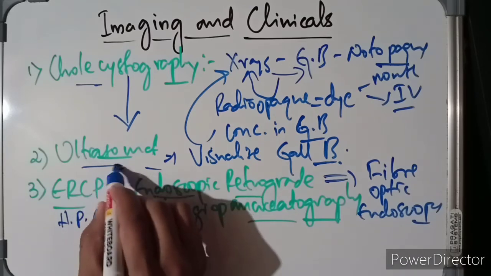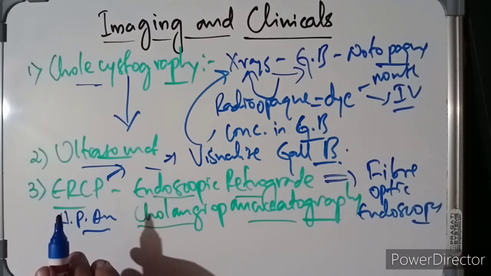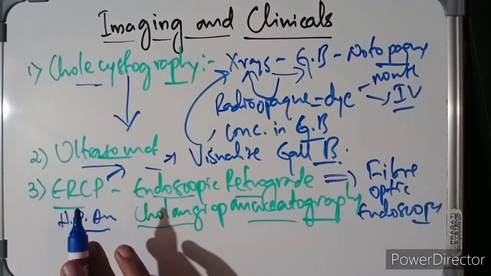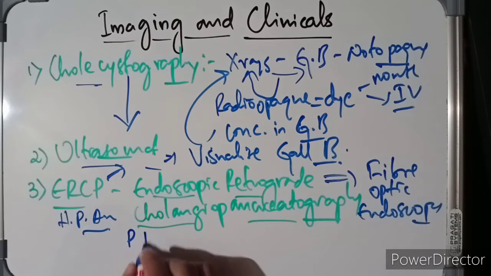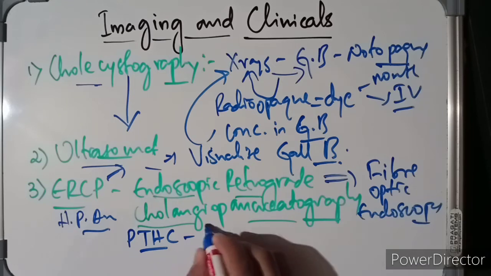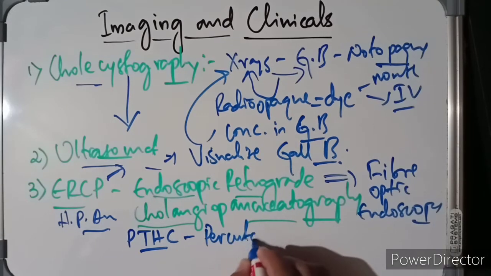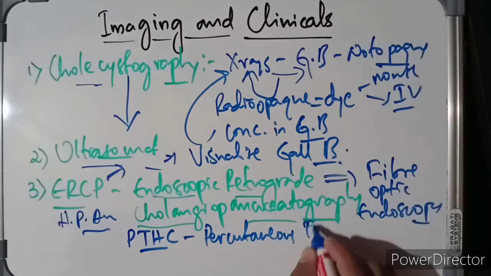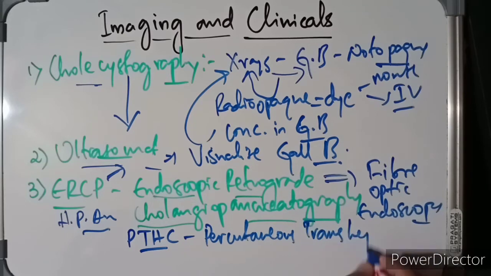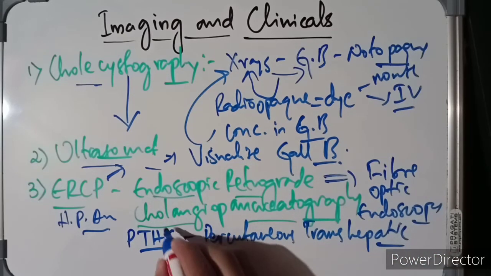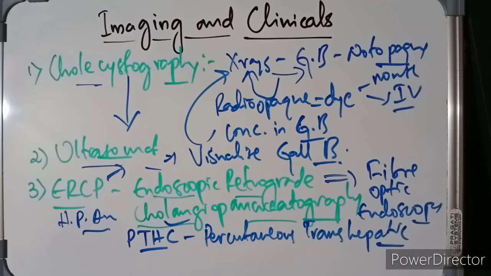If this ERCP fails, the biliary tract is visualized by another radiological technique called PTHC. PTHC is percutaneous transhepatic cholangiography. If ERCP fails, we use percutaneous transhepatic cholangiography. So this is about the imaging of the biliary tract.